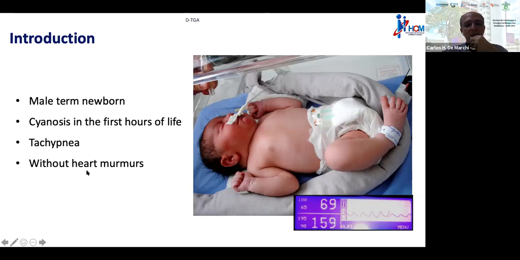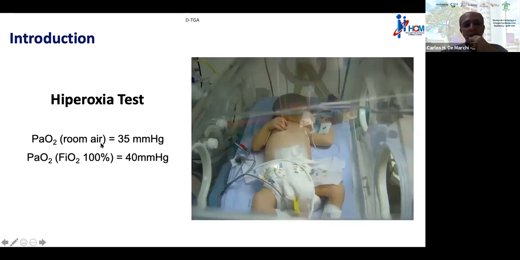In at least 50% of the DTGAs, there are no murmurs, and you have to think about this condition even without murmurs. And what we will do, you give oxygen to the baby. This is now intubated, with mechanical ventilation in the ICU.